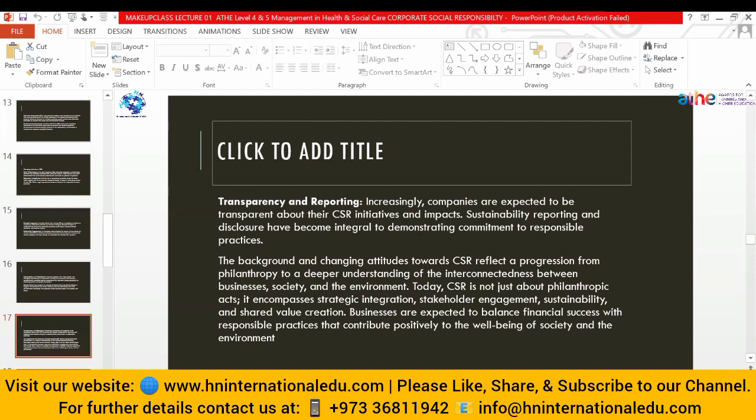Today, CSR is not just about philanthropic acts, it encompasses strategic integration and stakeholder engagement. That is, after the involvement of CSR policies and strategies, this is what happens: integration, engagement, sustainability, shared value creation. Businesses are expected to balance financial success with responsible practices that contribute positively to the well-being of society and the environment. Like the big companies, they are always the first to give large amounts of money in the form of charity. That is, they're literally doing weak tactics for CSR policies.